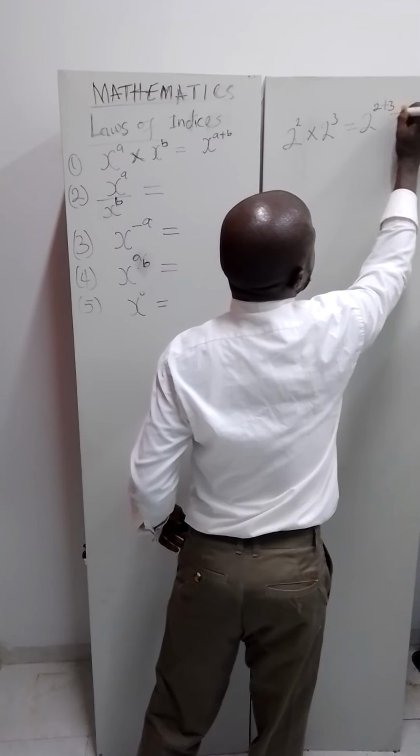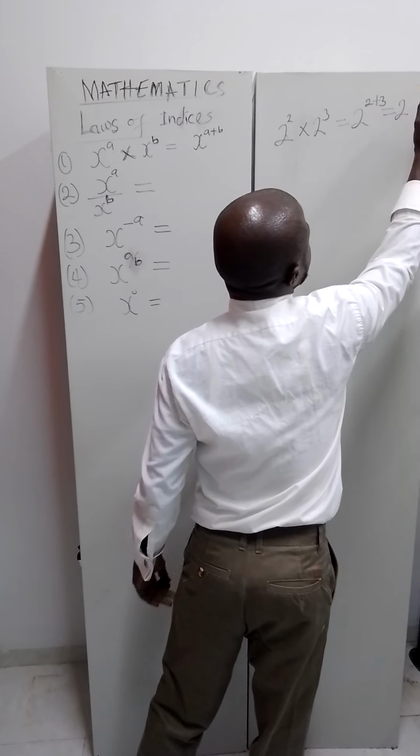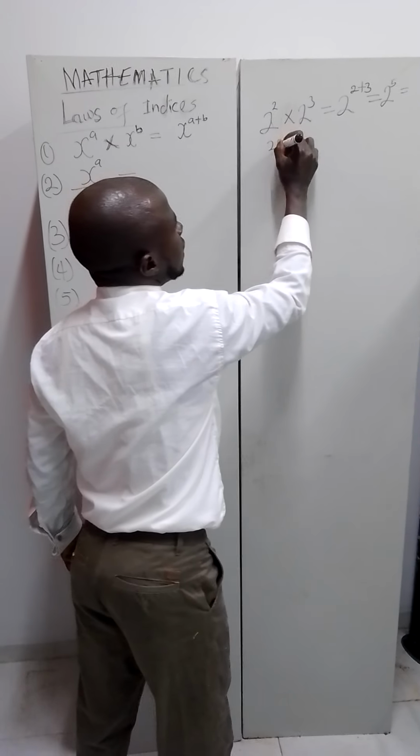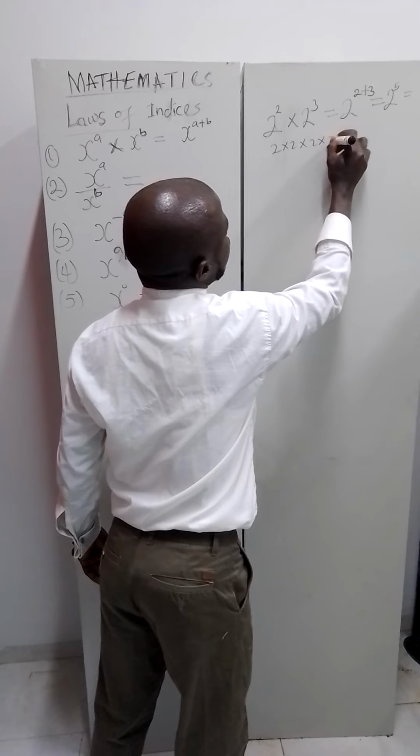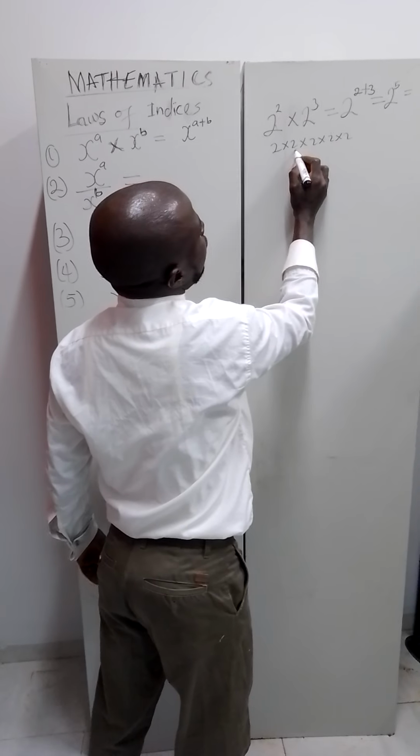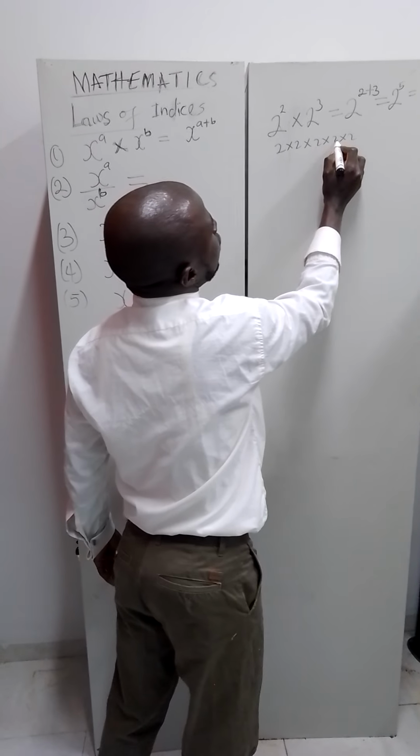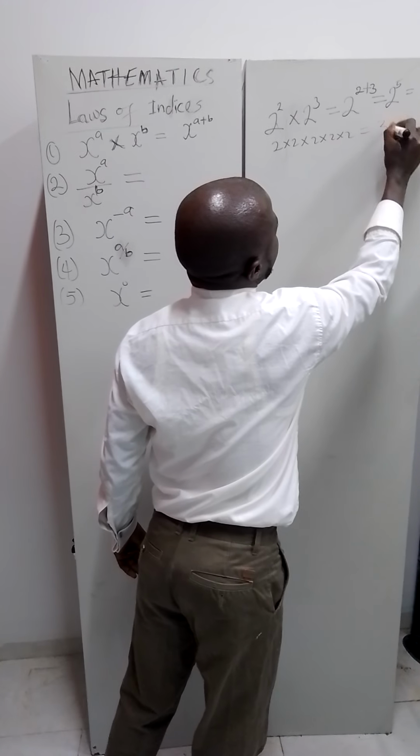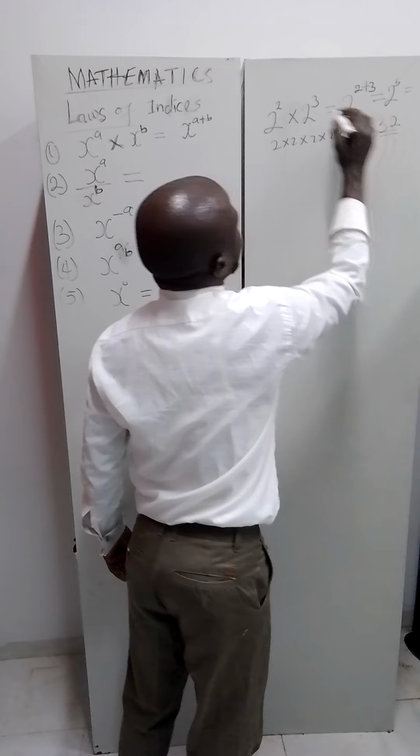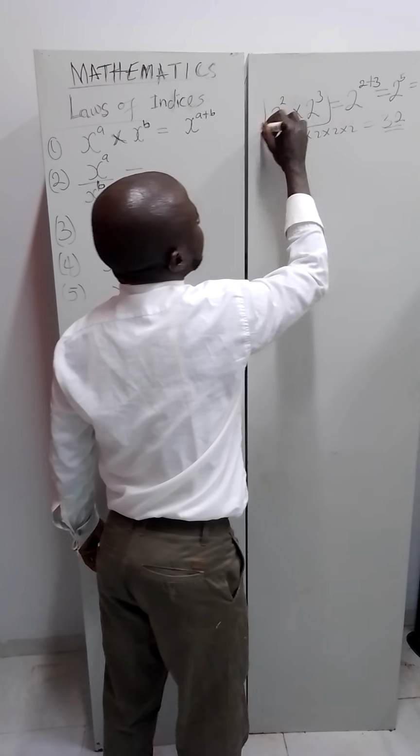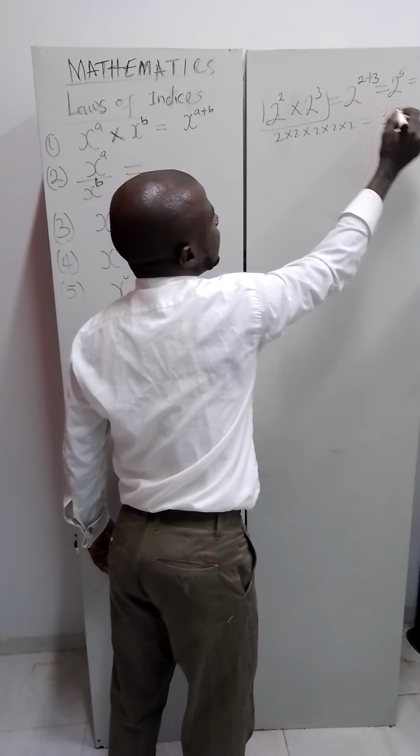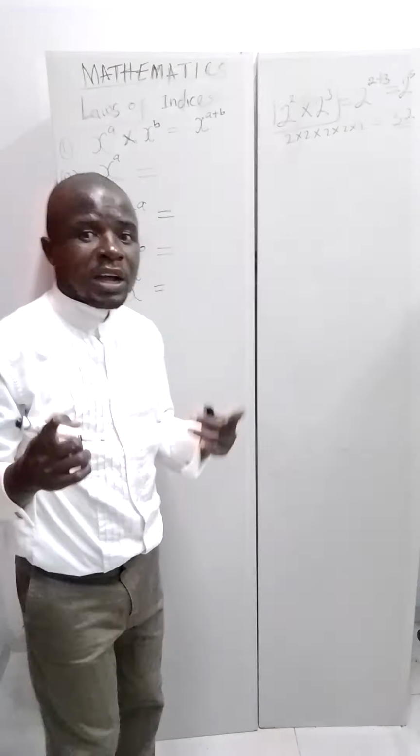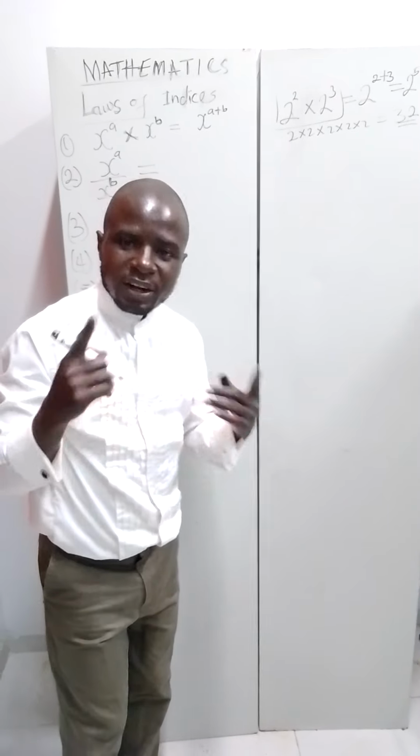So that is why we are having 2 raised to power 2 plus 3, which is 5. And what is 2 raised to power 5? 2 times 2 times 2 times 2 times 2. 2 times 2, 4. 4 times 2, 8. 8 times 2, 16. 16 times 2, 32. The final answer is going to be 32. Therefore, 2 raised to power 2 times 2 raised to power 3 gives us 32. It is very simple. So I believe that law 1 is clear to us.